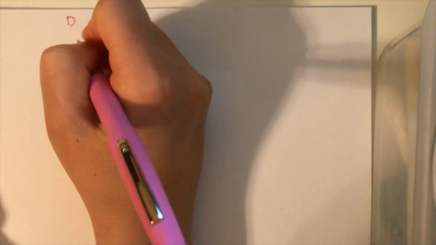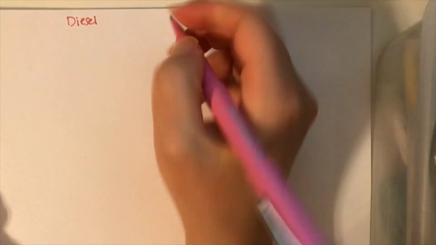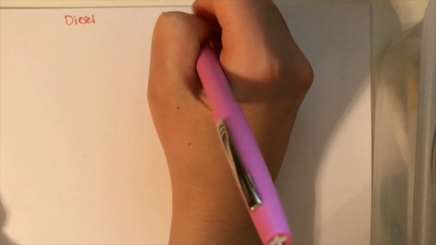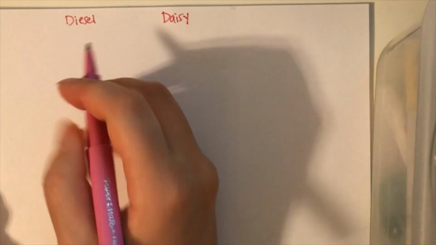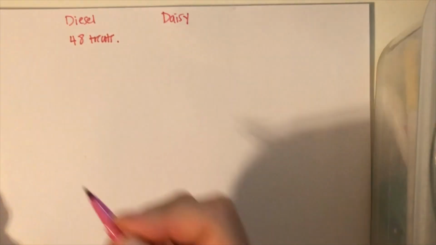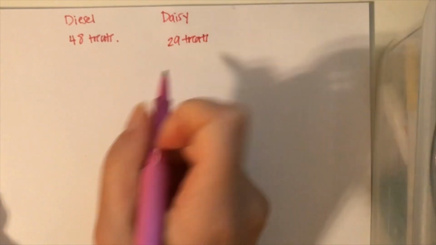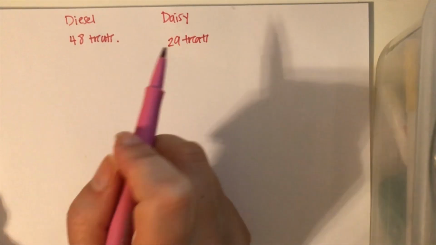Okay, ladies, for the first way, it's going to be a drawing way, but we're going to go through the problem first. So it says that Miss Severino gave her cats Temptations treats. Diesel had, so I'm going to write D for Diesel. Actually, I'm going to write both their names because Diesel and Daisy both start with a D. So Diesel had 48 treats, and Daisy had 29 treats.